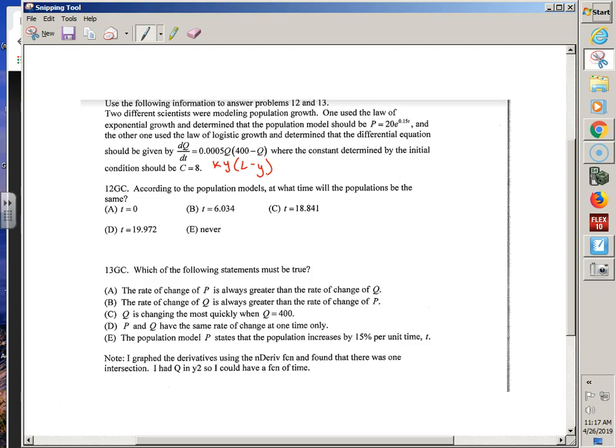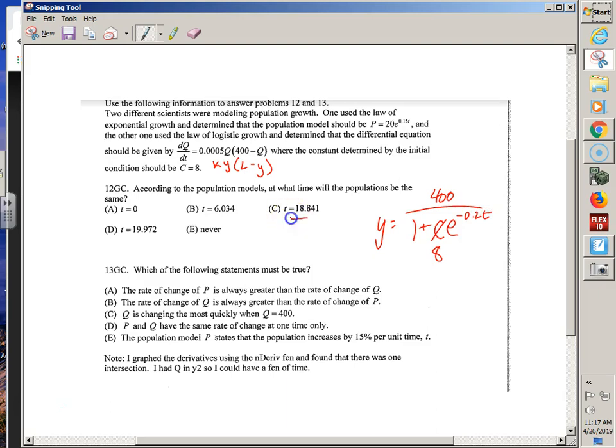I don't really see them needing me to do the partial fractions. Okay, we did that as well. You have to do that in order to get it. Oh, so you already have that? Yeah. So I got 400 over 1 plus 8e to the negative 0.2t. So the answer to that one is C.